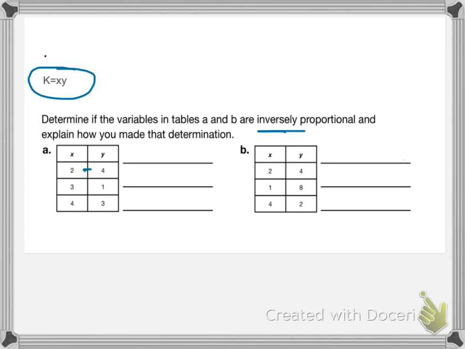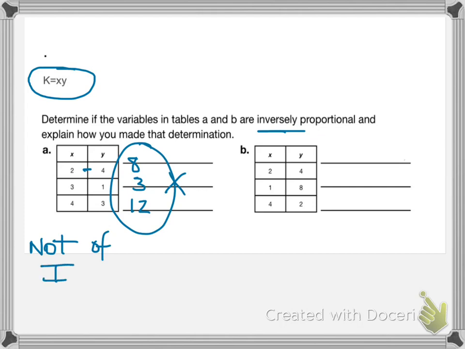X times y in A. 2 times 4 will give me 8. 3 times 1 will give me 3. 4 times 3 will give me 12. Do I have the same kind of constant here? Nope, I don't. So this is not an example of inverse variation. Okay, so this is not inverse variation.